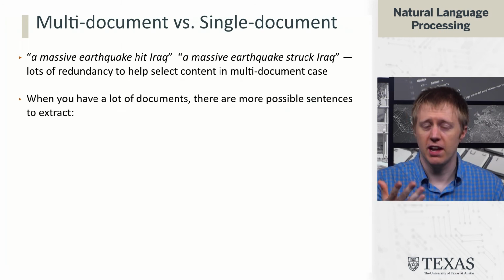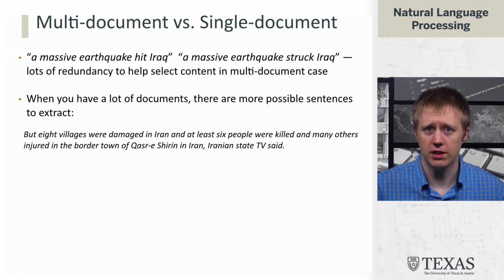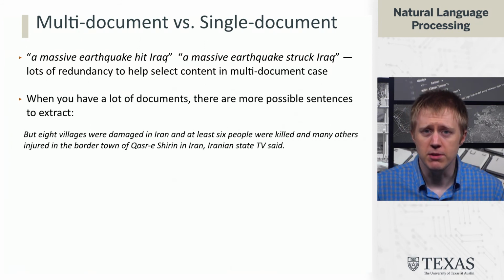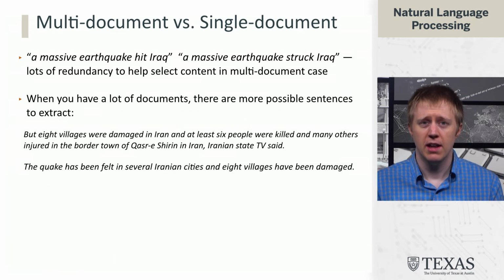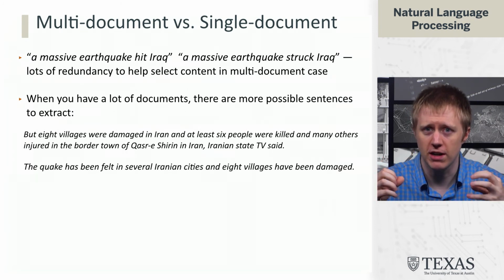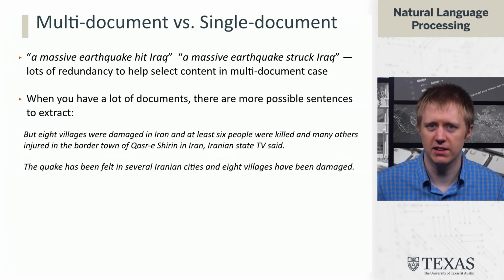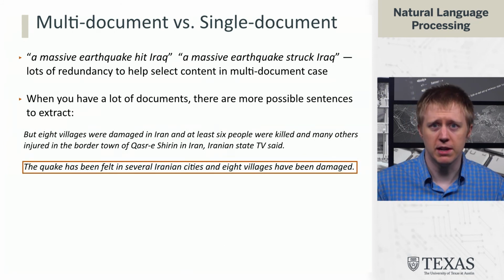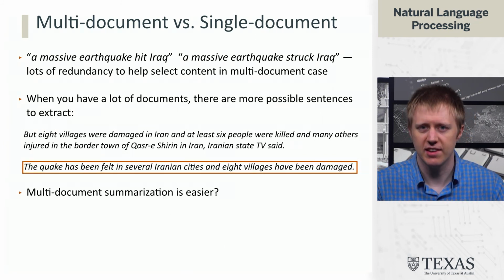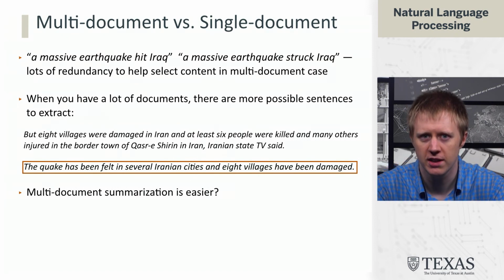And also, when you have a lot of documents, there are more sentences that you can extract, right? So maybe you would have this sentence that talks about the 8 villages being damaged, but it's very long, it's going to run out of your word budget, and has a lot of stuff that we don't care about. But in another document, maybe we have this great sentence that is very direct and states the information that we need. So we can pick up this second sentence, and this maybe leads us to the conclusion that multi-document summarization might be a bit easier.